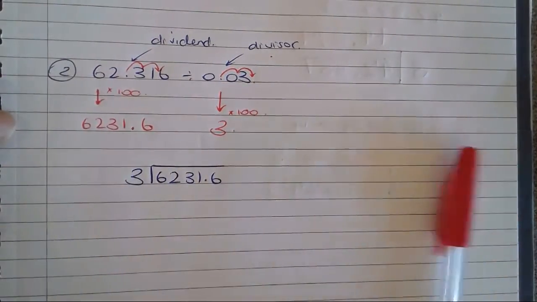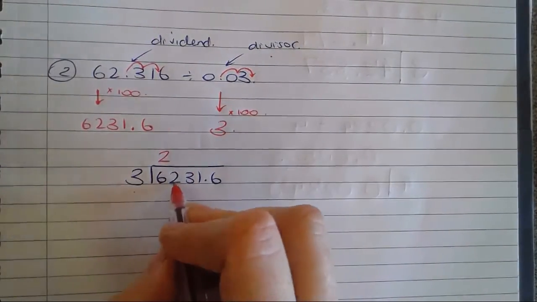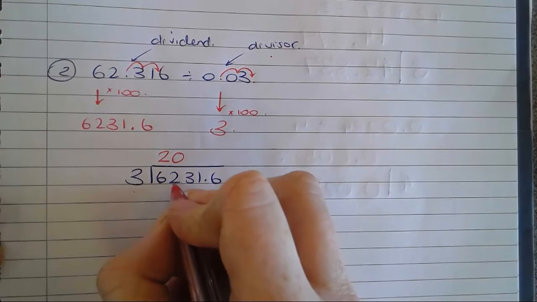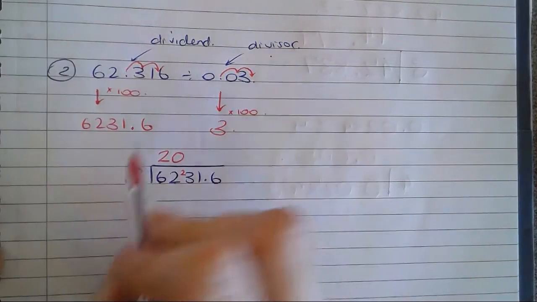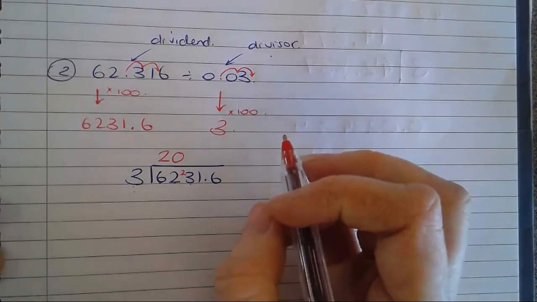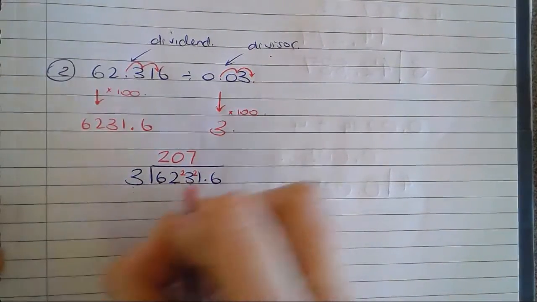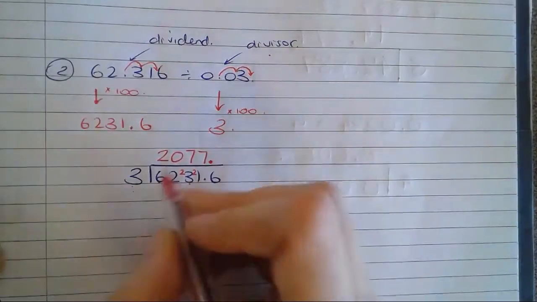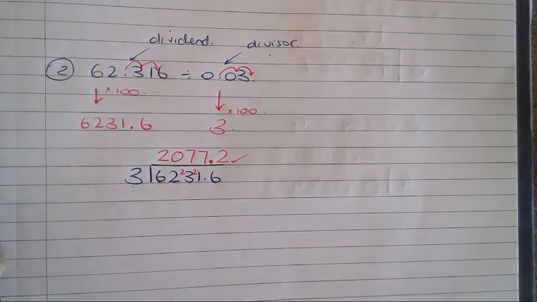6,231.6. Okay, so 3 goes into 6 twice, 3 goes into 2, it doesn't fit at all, so I still need to put my 0 down, and I then move my remainder of 2 over. I always rewrite it, it's just a habit of mine. 3 goes into 23, let's see how many times. 7 with 2 remainder. 3 goes into 21 7 times. Place my decimal point. 3 goes into 6 twice, exactly. Okay, and that's my answer.